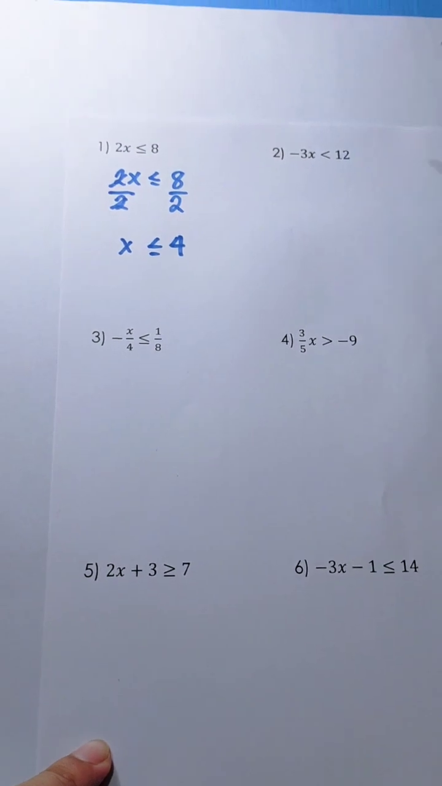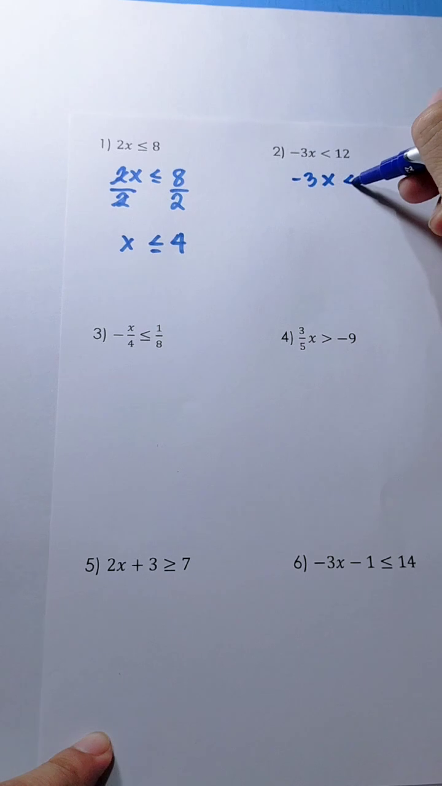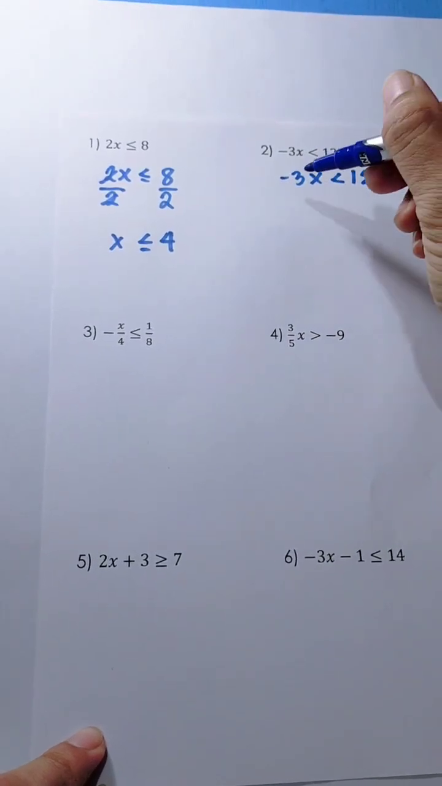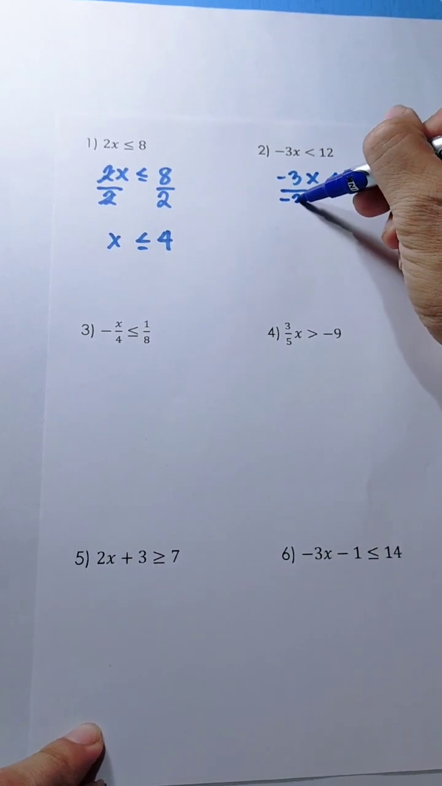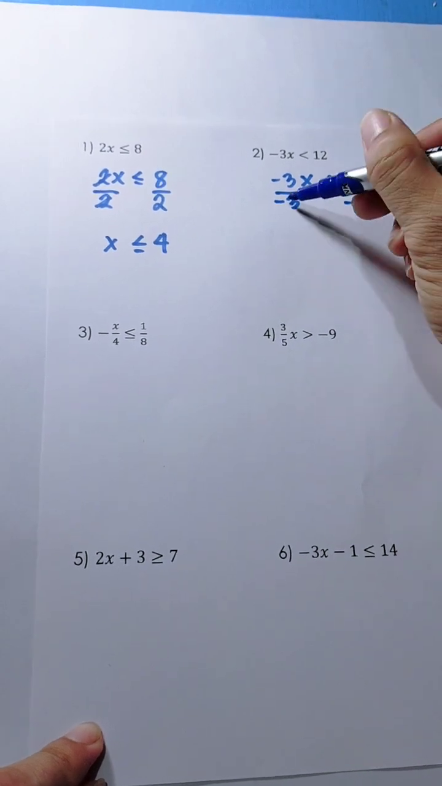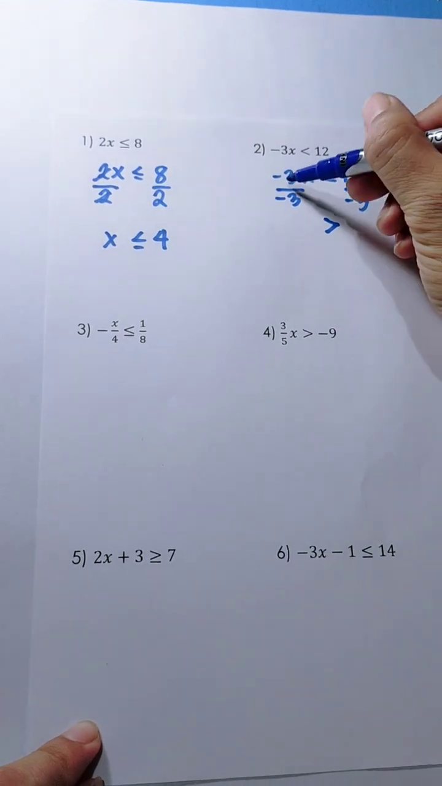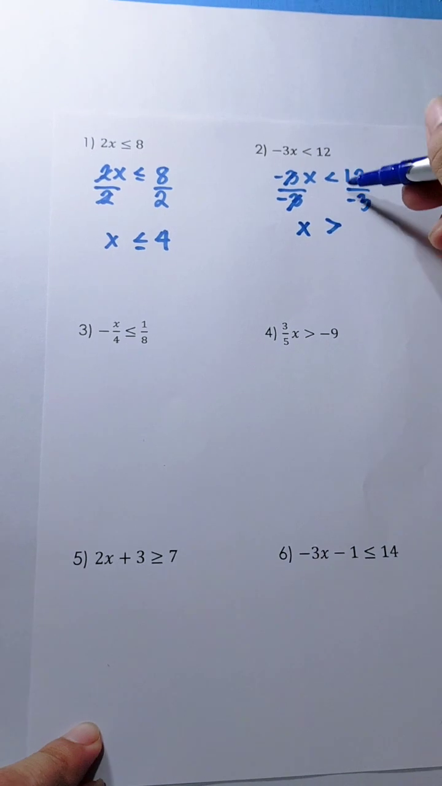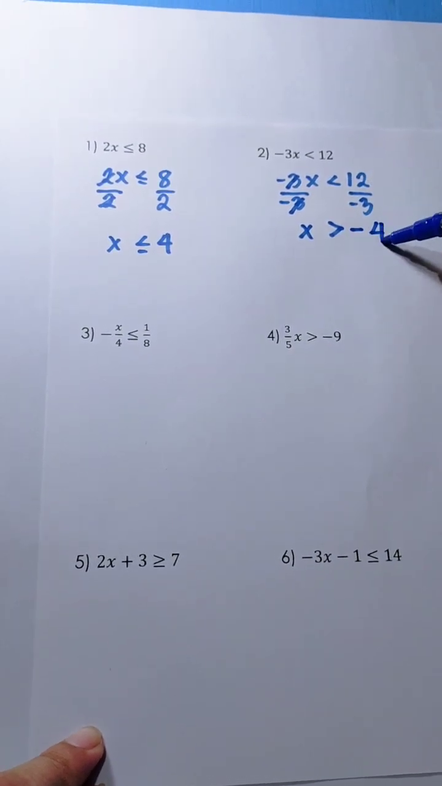Let's go to number 2. Here, we divide by a negative number. Now, since this is negative, our inequality is reversed. Positive divided by negative is negative. 12 divided by 3 is 4.